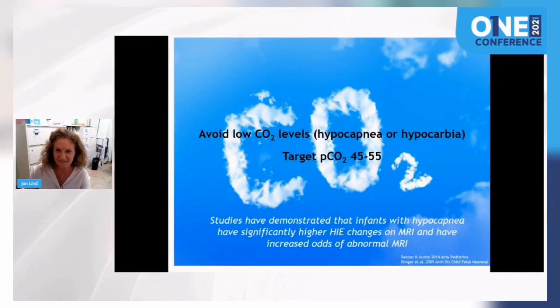We need to avoid low CO2s, or CO2s less than 35, or hypocapnia or hypocarbia, depending on which side of the pond you're living. There is evidence that hypocapnia leads to impaired cerebral blood flow due to vasoconstriction, and cellular alkalosis, which can also lead to worse neurodevelopmental outcomes because the seizure threshold is lower with alkalosis.